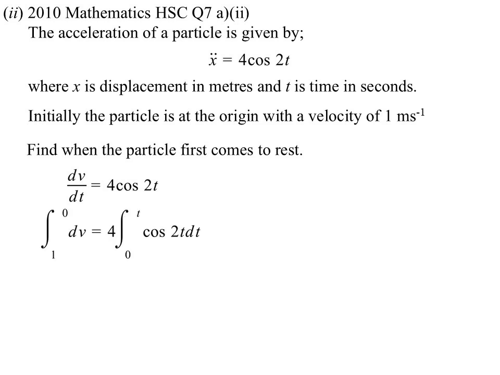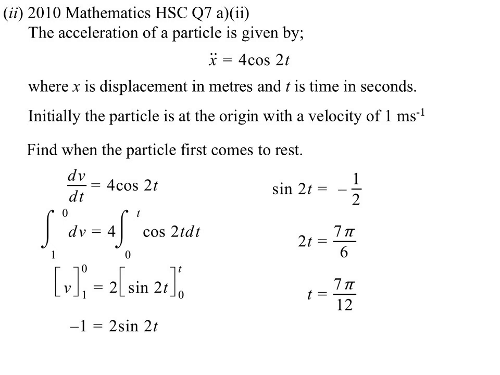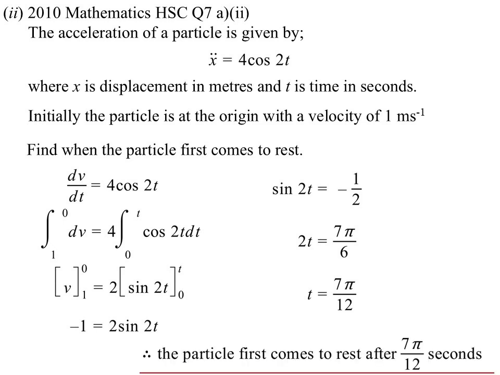Again, there's only one thing with v there, so I've ended up with dv. They told me initially, so when t equals 0, velocity was 1. We want to find the time, so we're trying to find t when velocity is 0. Okay, subbing in, again, it's a simple little trig equation to solve eventually. I only need one solution because it said just the first time it comes to rest. So I want the first positive solution to this problem, which would be 7π/6 for 2t, which means it's 7π/12 for t.